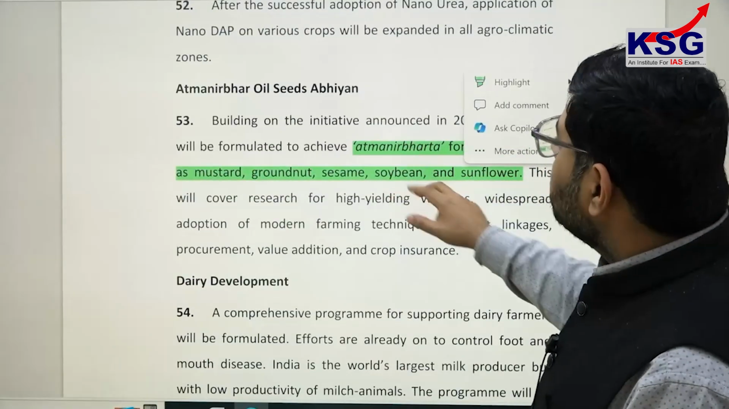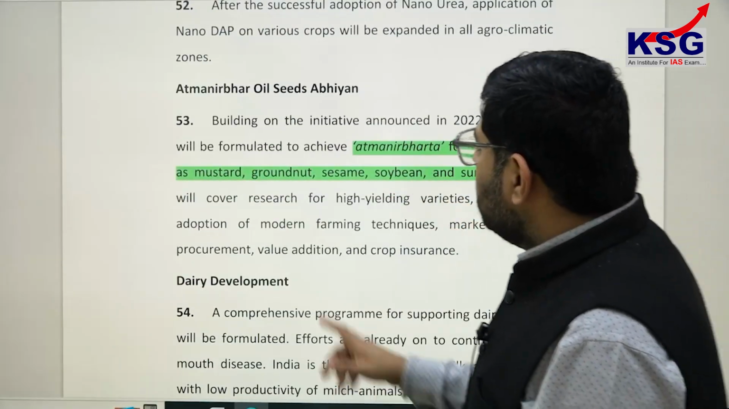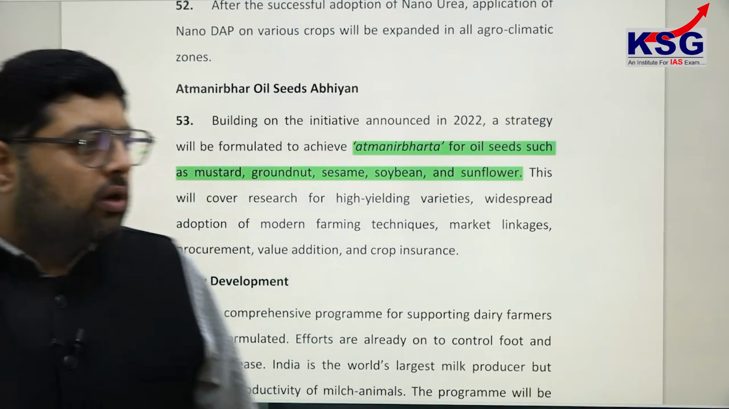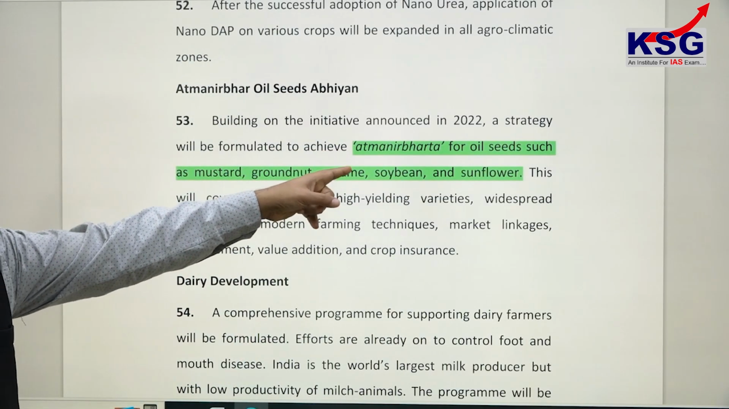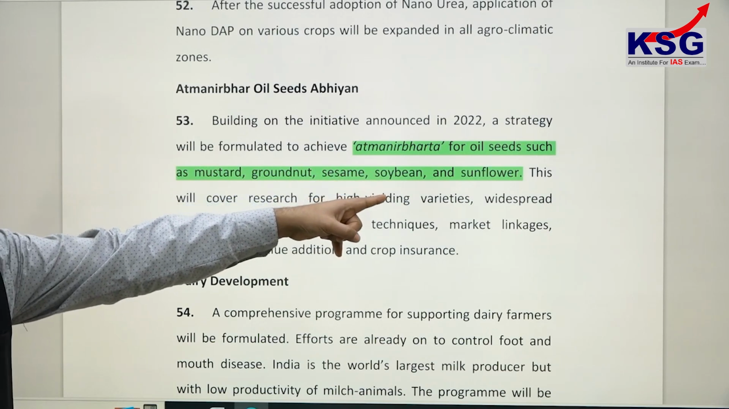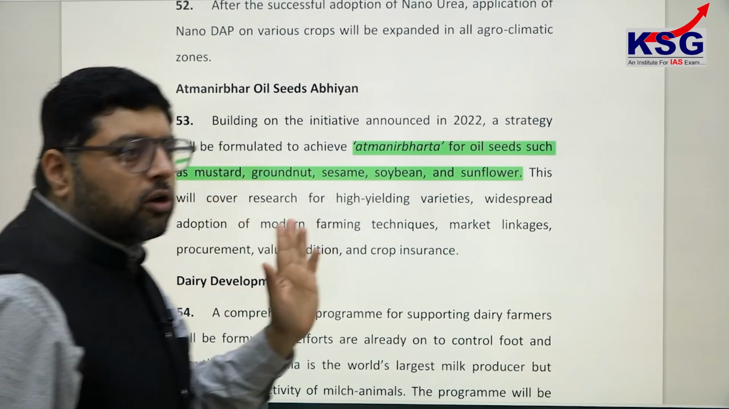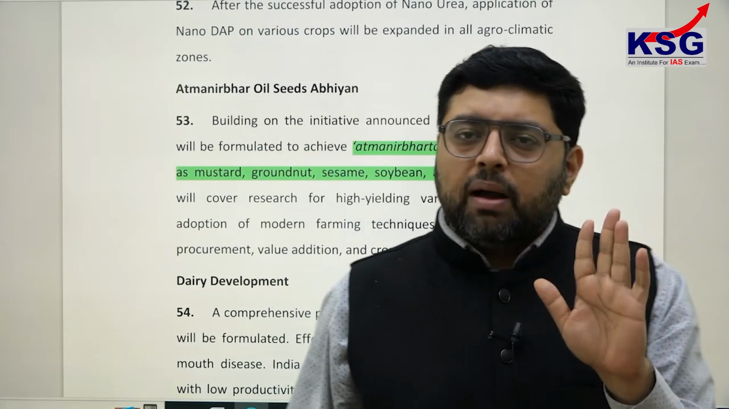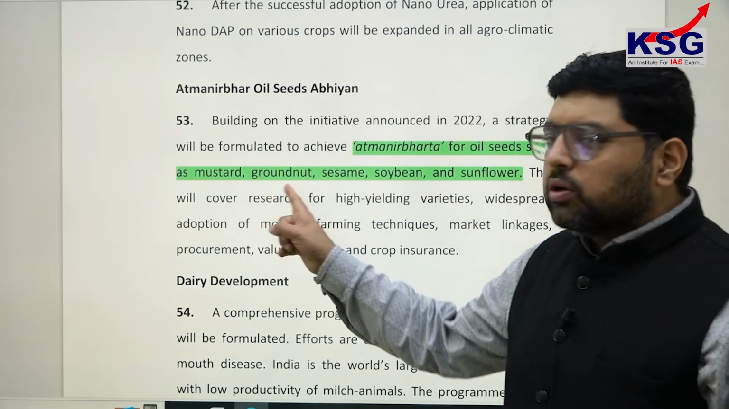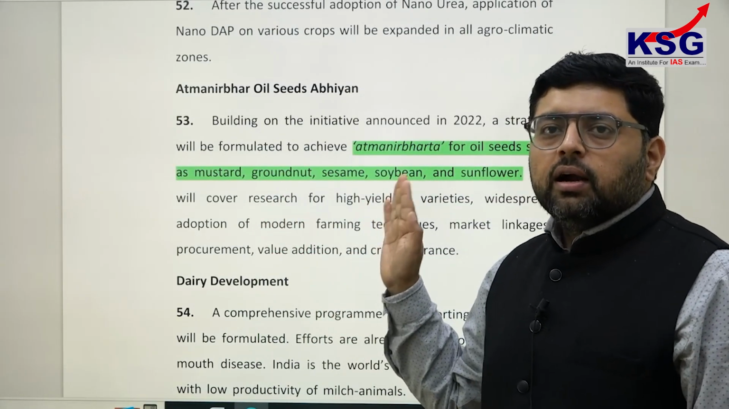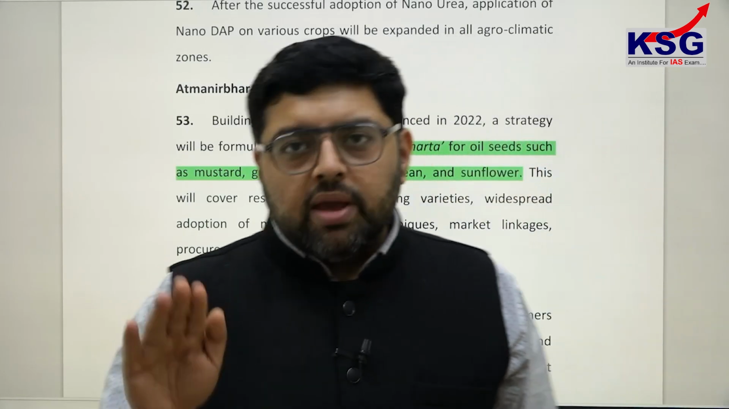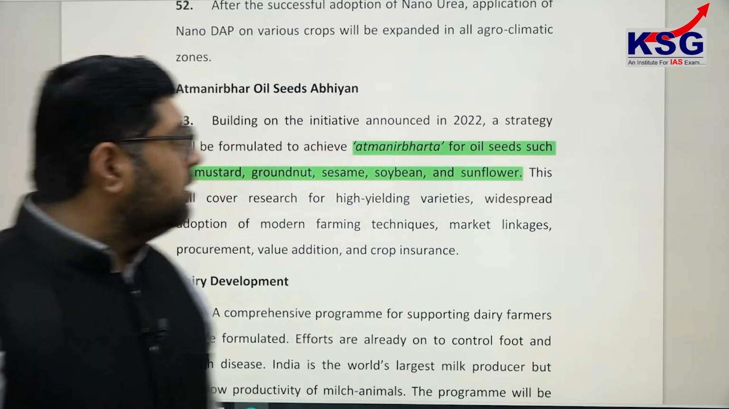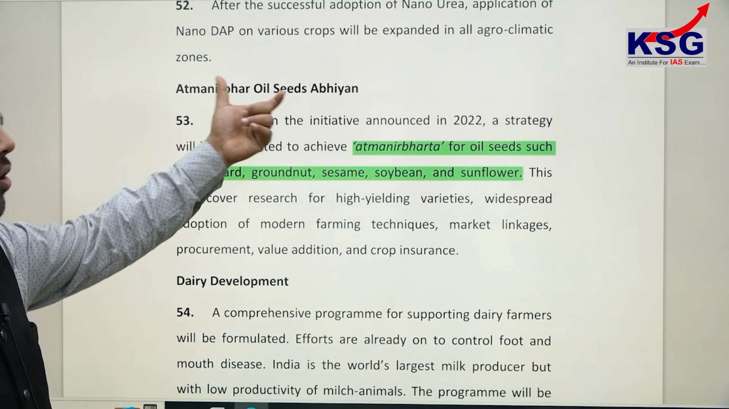Next is Atmanirbhar oil seeds. The government said that we will focus on mustard, groundnut, sesame, soybean and sunflower. We have already focused on palm oil through the National Palm Oil Mission, and this time we are focusing on these. For oil seeds also India is dependent, so we want to make ourselves self-sufficient. That is why the Atmanirbhar oil seed Abhiyan.